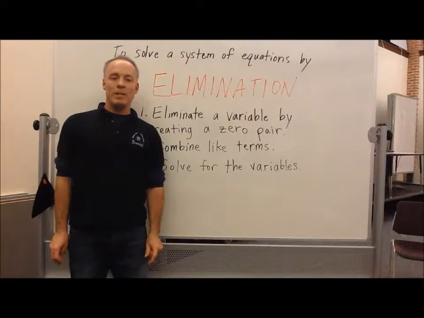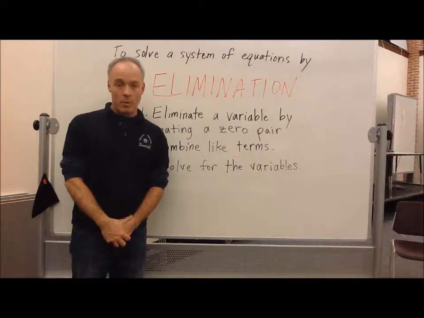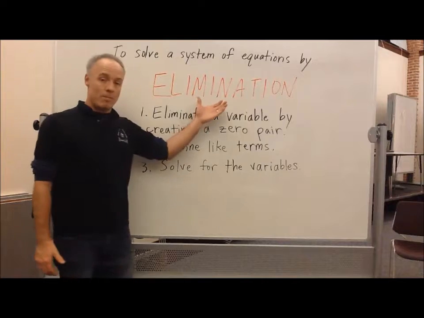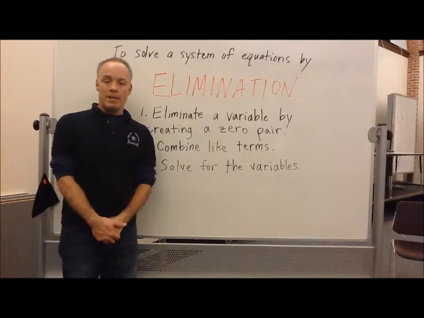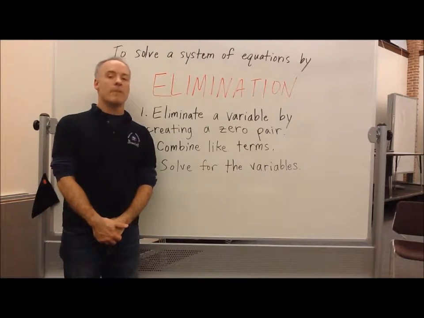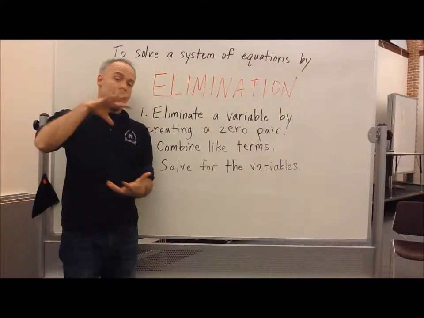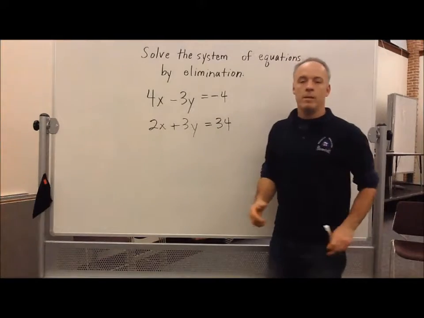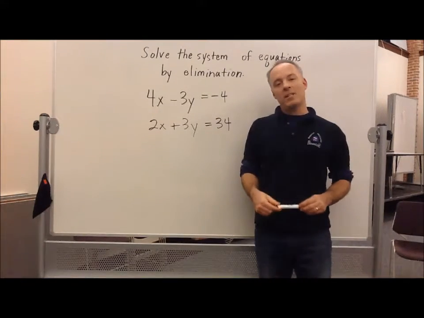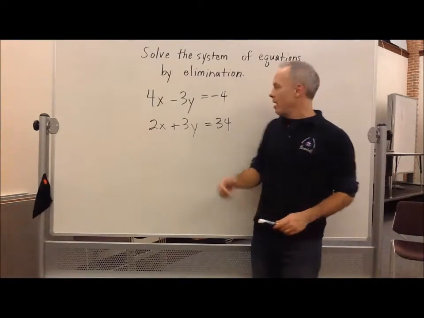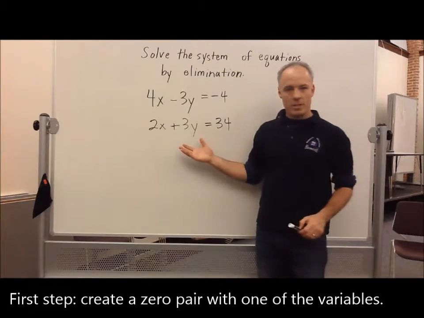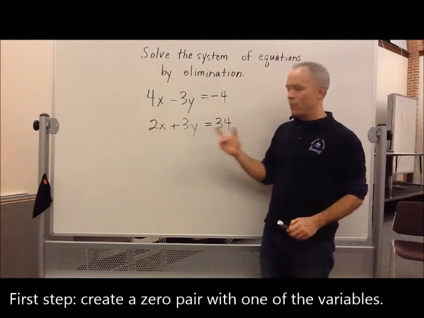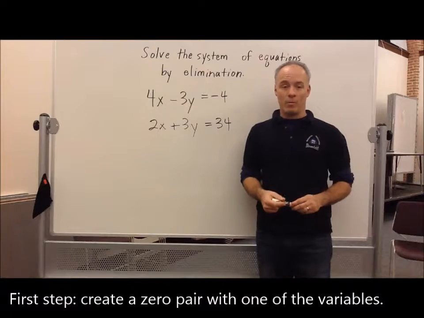In this lesson, you'll be learning how to solve a system of equations by the elimination method. Your first step is to create a zero pair with one of the variables, then combine like terms, and finally solve for the variables. So in order to solve a system of equations by elimination, our first step with a system such as this is to create a zero pair with one of the variables.